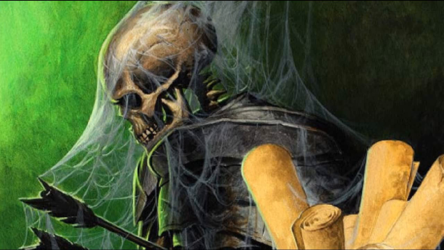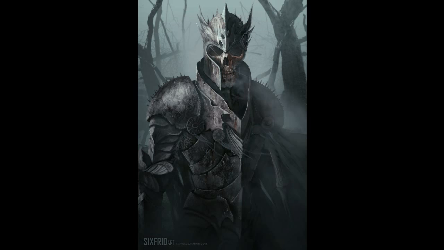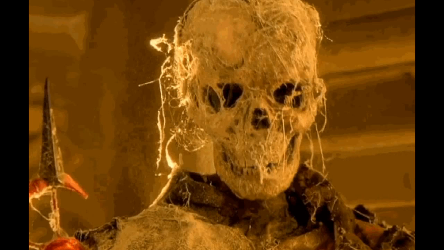So, what is a skeleton? A skeleton is a body that's long dead. There's nothing that remains of the original person left in an undead skeleton. It is an undead spirit, a negative energy spirit, a dark spirit, which has inhabited the mortal remains of a creature and brought it back to a semblance of life. It's animated it like a suit that it's wearing.